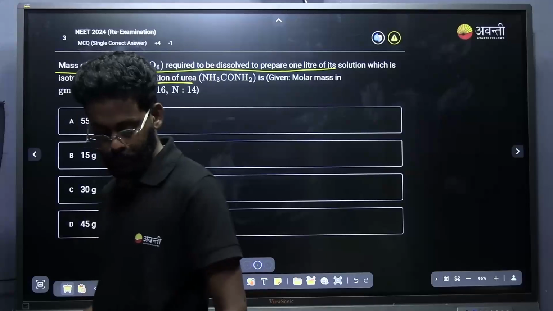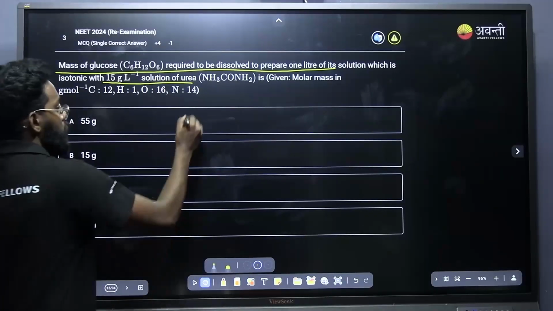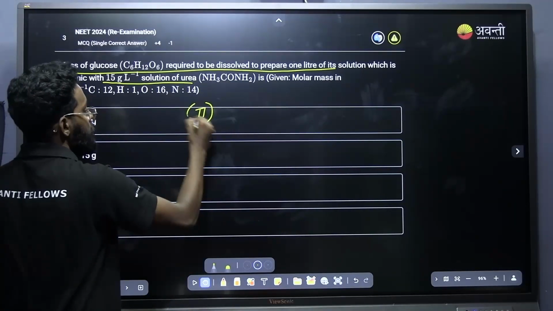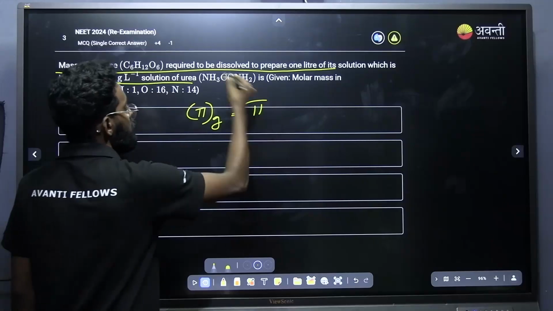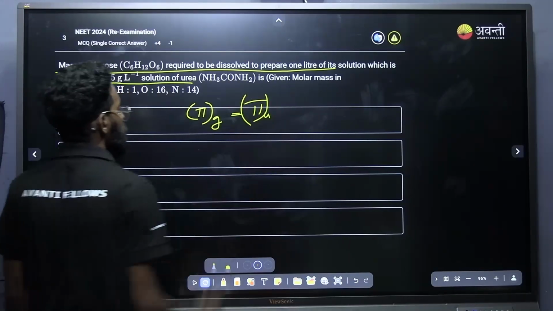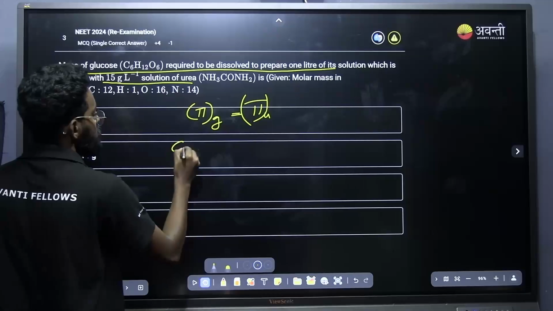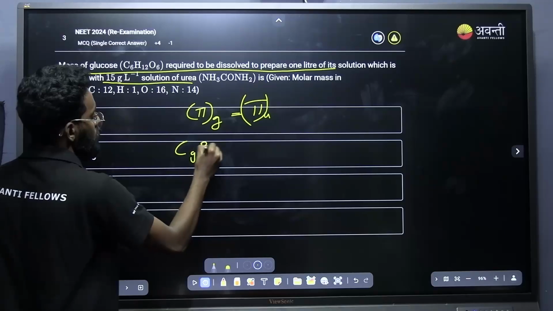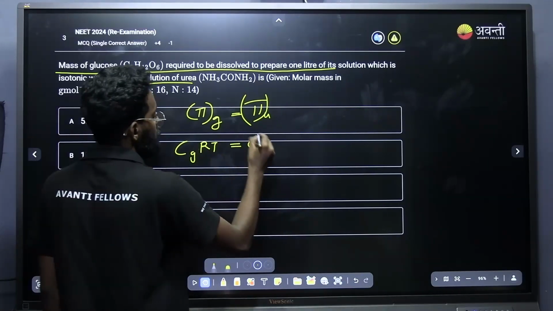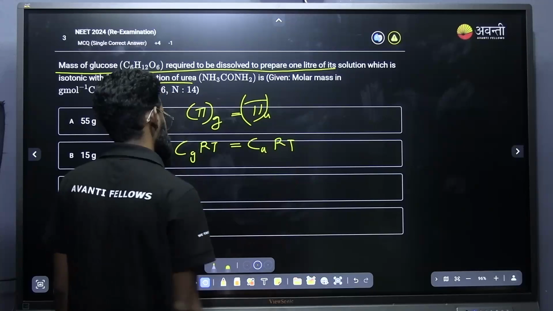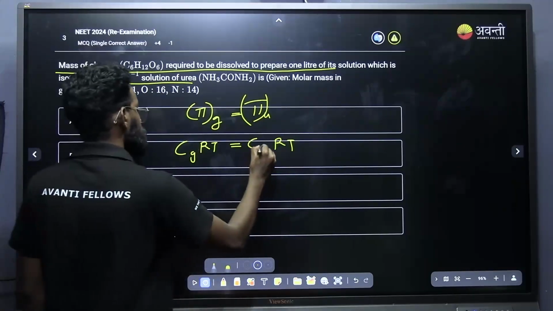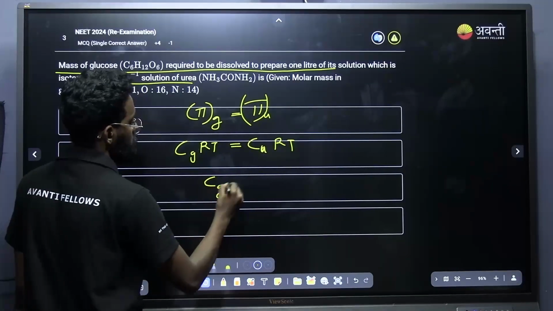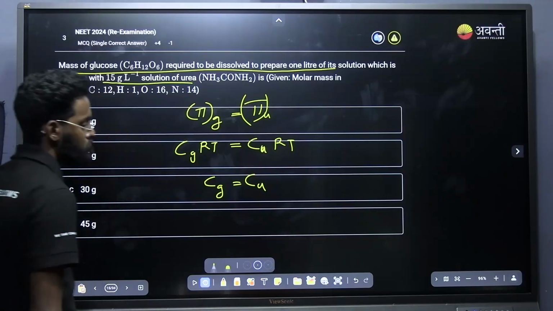That is my question. Anyhow, we all know that for isotonic solution, pi of glucose will be equal to pi of urea. Pi of glucose is equal to C of glucose into RT, which is equal to C of urea into RT. Here RT is common on both sides, so I can cancel. So the concentration of glucose will be equal to concentration of urea.